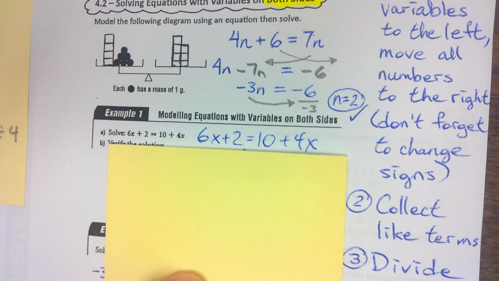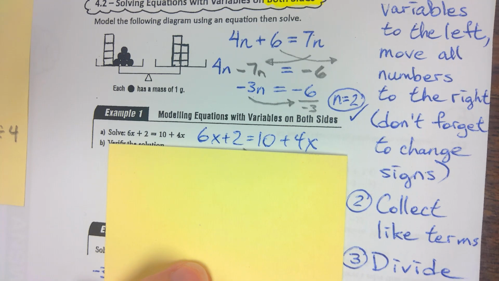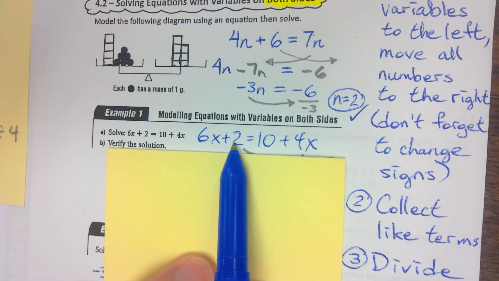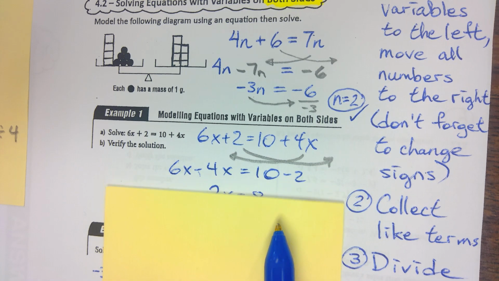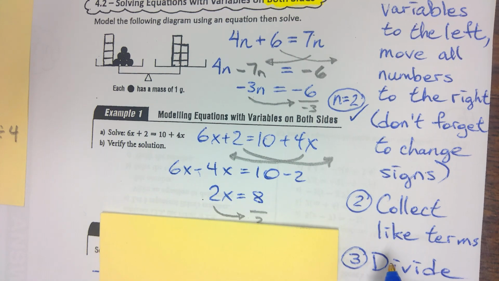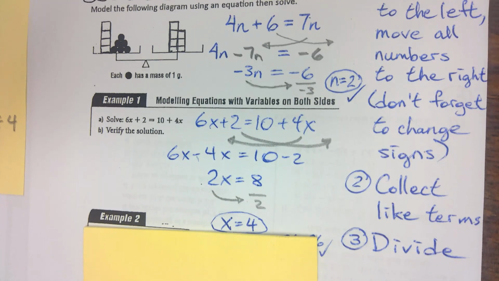Okay, so this example 1 right here, let's try this one then. What do I move to the left? What do I move to the right? Phil? So you can move 4x to the left, and you can subtract 2 from the right, so you get 2x is equal to 8. Yep. And then you divide by 2, so you get x is equal to 4. Perfect.